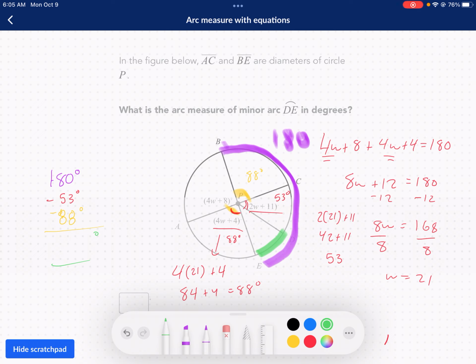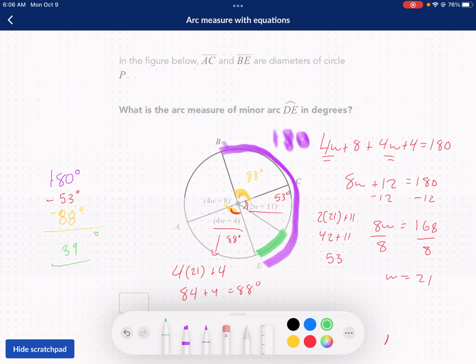So I'm just going to take 180 here. Let me clear my calculator. 180, and I'm going to subtract 53. Okay, that equals 127. And then from there, I'm going to subtract 88, and I get 39 degrees.